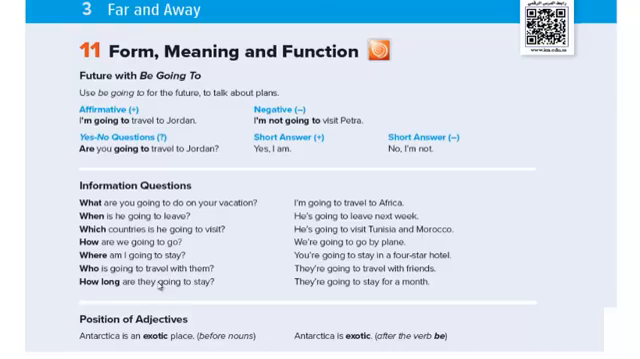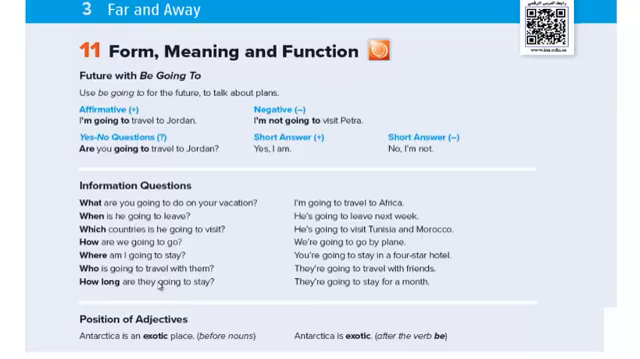How are we going to go? We're going to go by plane. Where am I going to stay? You're going to stay in a 4-star hotel. Who is he going to travel with? They're going to travel with friends. How long are they going to stay? They're going to stay for a month. So as you can see here, each and every question word asks for a particular piece of information.